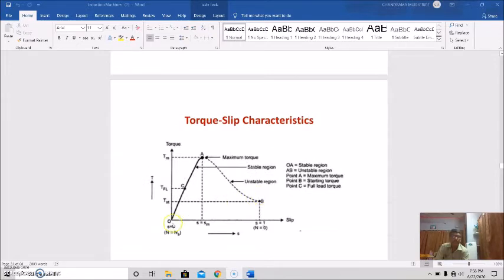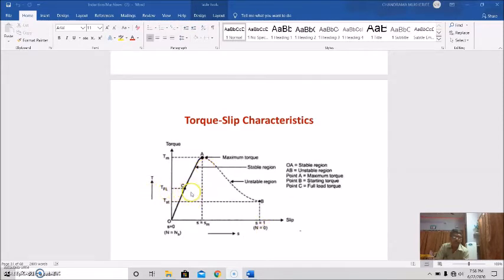So this region is the stable region of operation, and this is the unstable region, and this point is the maximum torque point. The point B is the starting torque point, that is at s equal to 1, that is rotor speed n equal to 0, and this is the full load torque.